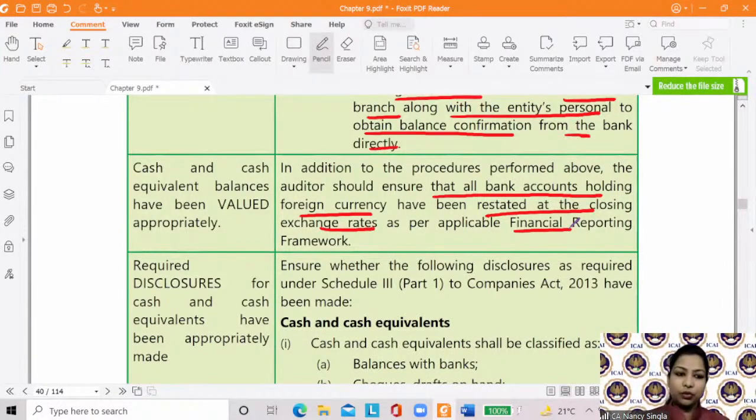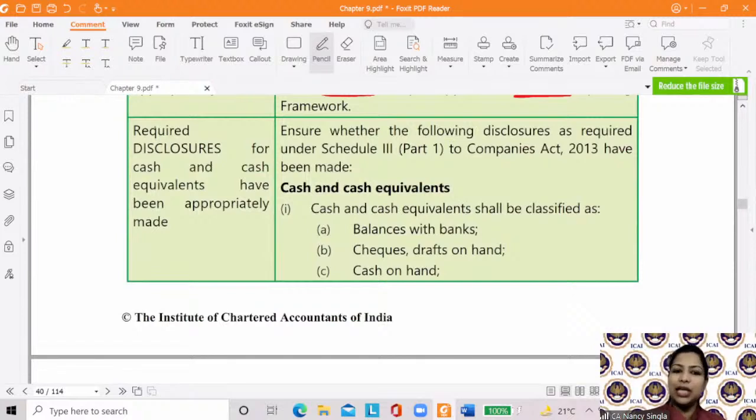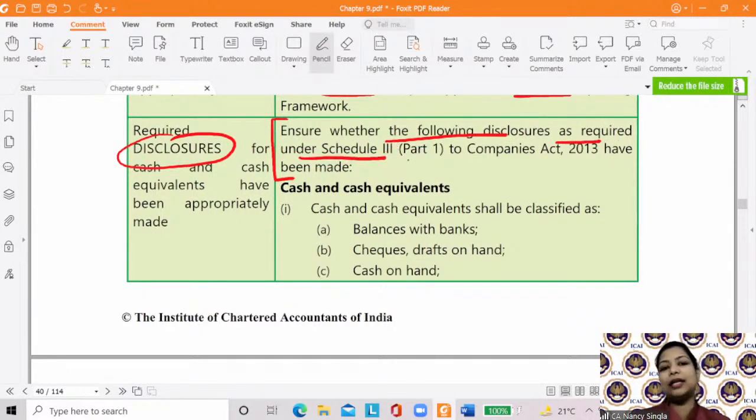Now with respect to disclosure, these disclosure requirements are also very simple, ठीक है. So what is the line? Now you must have learned it. Ensure whether the following disclosures as required under Schedule 3 Part 1 to the Companies Act 2013 have been made. What disclosures? See, the company needs to mention it like this, ठीक है.